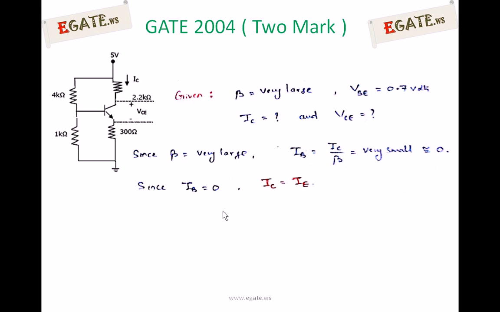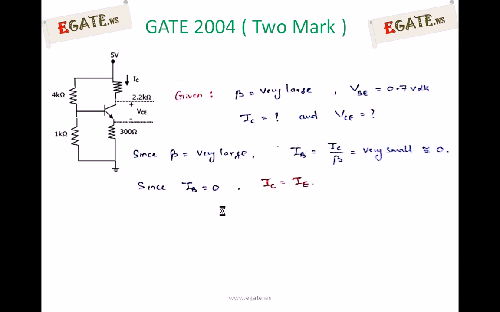This is very important. When beta is given as large, that implies you can simply neglect the base current. Why? How do we calculate IB? IB is equal to IC by beta. Since beta is very large, IC by a very large number is very small. That very small value can be neglected, so IB is equal to 0. Whenever beta is very large in any question, you can neglect the base current. Whenever base current is neglected, the important conclusion is that collector current is nothing but emitter current. So IC is equal to IE.